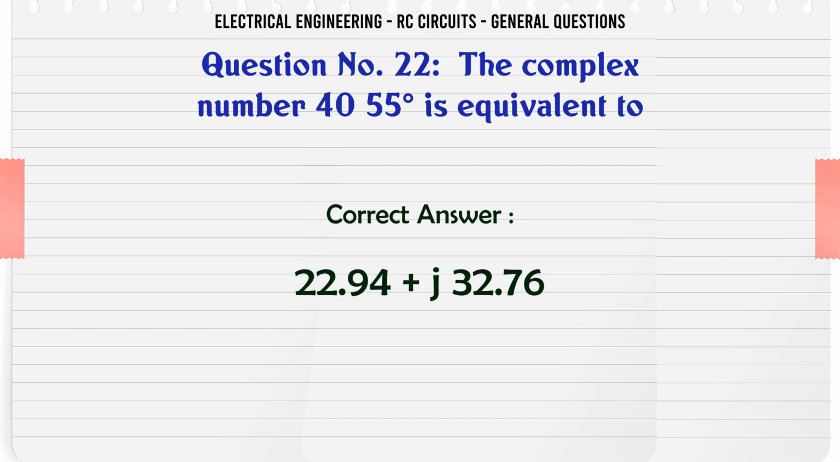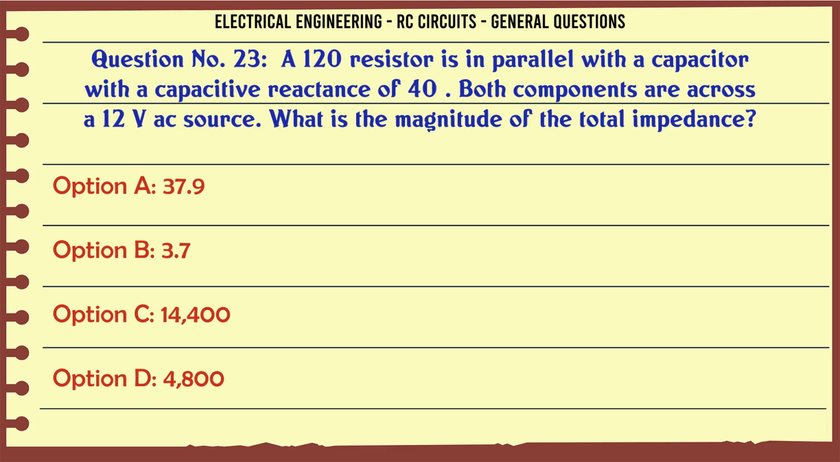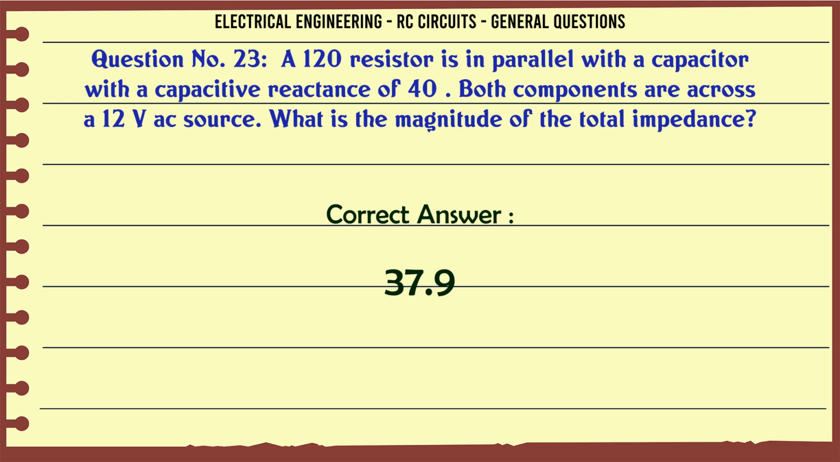A 120 Ω resistor is in parallel with a capacitor with a capacitive reactance of 40 Ω. Both components are across a 12 V AC source. What is the magnitude of the total impedance? A, 37.9 Ω. B, 3.7 Ω. C, 14400 Ω. D, 4800 Ω. The correct answer is 37.9 Ω.